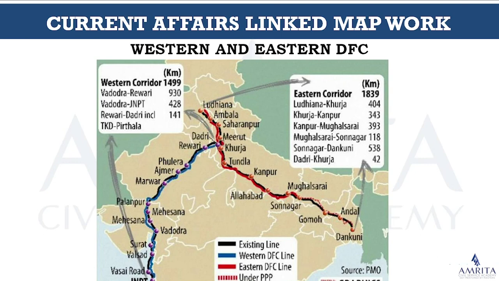You need to see the areas where these corridors pass, like Jawaharlal Nehru Port, Surat, Vadodara, Mehsana, Marwar, Ajmer, Dadri, Rewari in the western part, and in the eastern, Ludhiana, Ambala, Kanpur, Allahabad, then to Danguni in West Bengal. Ludhiana is in Punjab. You need to see the states as well: West Bengal, Jharkhand, Bihar, UP.